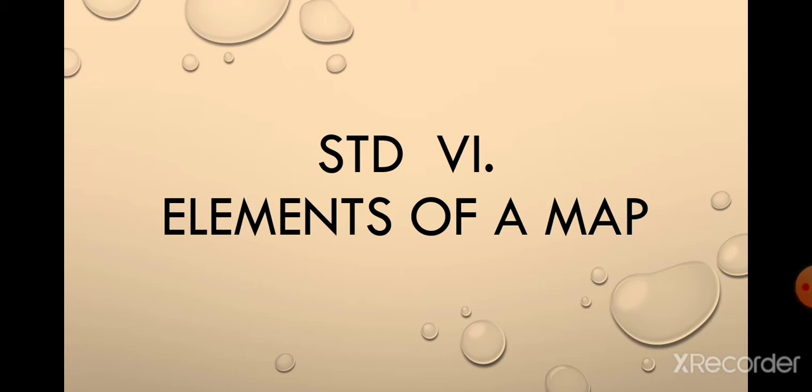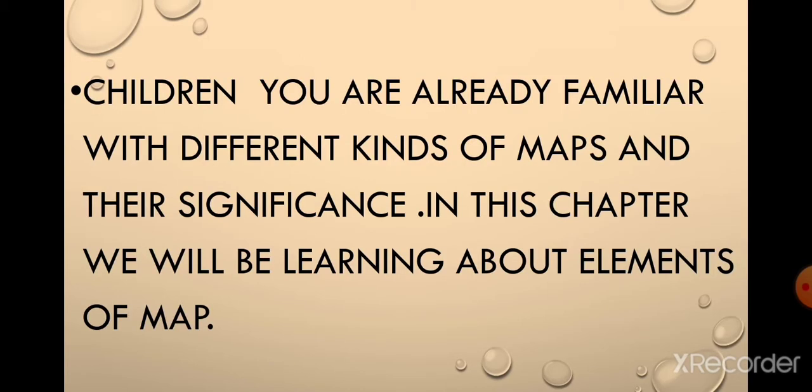Map. Children, you are already familiar with different kinds of maps. What are those different kinds of maps which we learned in the first chapter? They are physical map, political map, thematic map, and topographic map. Correct? This you have learned, and their significance. Significance means their importance. You have learned the importance of the map in the first chapter. But in this chapter, we are going to learn about the elements of the map.